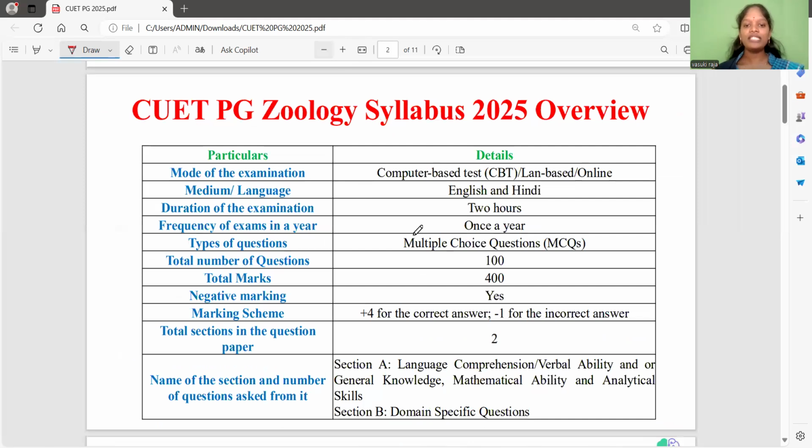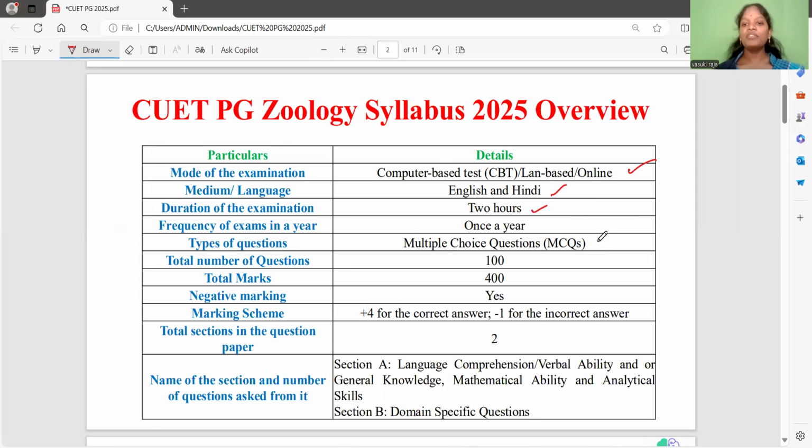These are the same things which we have discussed in the previous classes, so once again, let me brush it up. The mode of this particular exam will be online, and the medium of this exam will be English and Hindi. Both of these languages will be included in this exam, the duration of this exam will be 2 hours, and the exam will be conducted once a year.